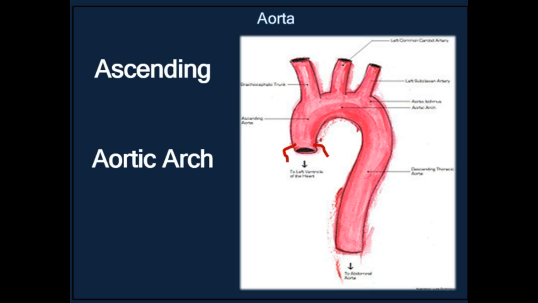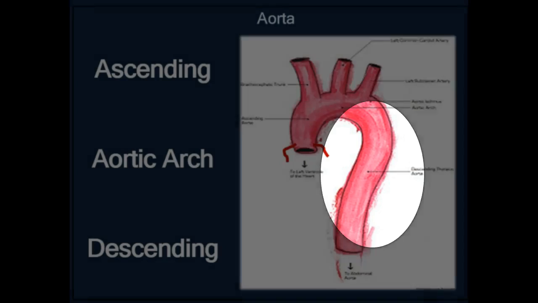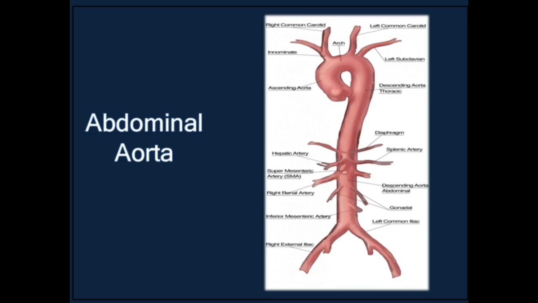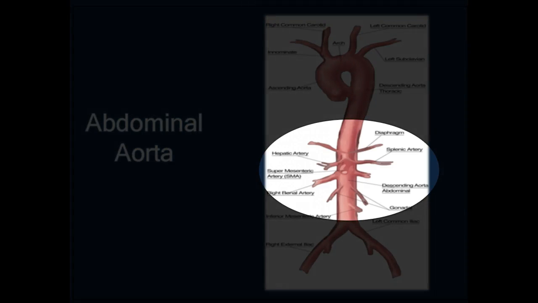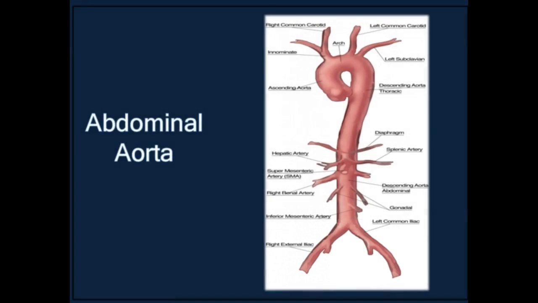The third region is the descending aorta and is further described as the thoracic aorta, which is above the diaphragm, and the abdominal aorta, which is below the diaphragm. From the thoracic aorta, arterial branches supply blood to the lungs, ribs, esophagus, and diaphragm. Arterial branches from the abdominal aorta supply blood to the abdominal walls and organs, the pelvis, and at the bifurcation, the common iliac artery supplying blood to the lower extremities.